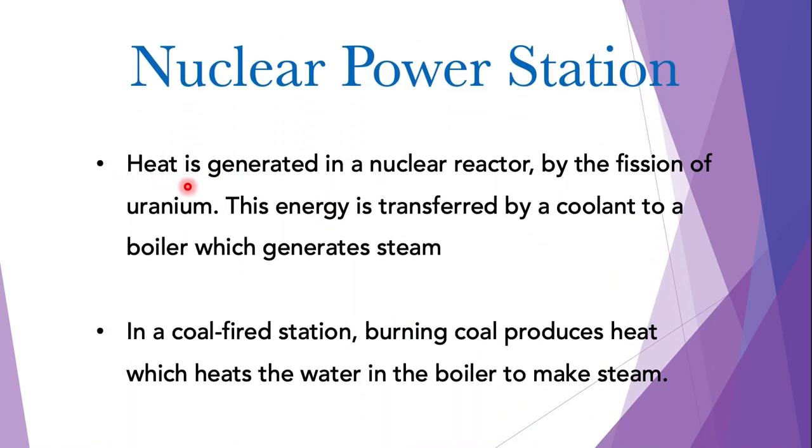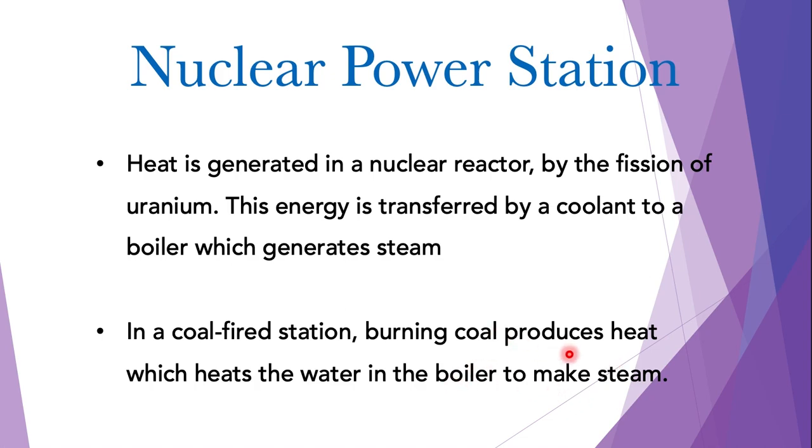In a nuclear power station, heat is generated in a nuclear reactor by the fission of uranium. This energy is transferred by a coolant to a boiler which generates steam. So, this is a nuclear power station. In a coal-fired station, burning coal produces heat which heats the water in a boiler to make steam. So as you can see, in both cases, steam from the boiler is used to turn turbines which turn generators. But the process to heat the water and produce the steam is different because we need energy to boil water to generate steam. This energy is produced by the nuclear reactor in a nuclear power station, and in a coal-fired station, burning coal produces this heat.